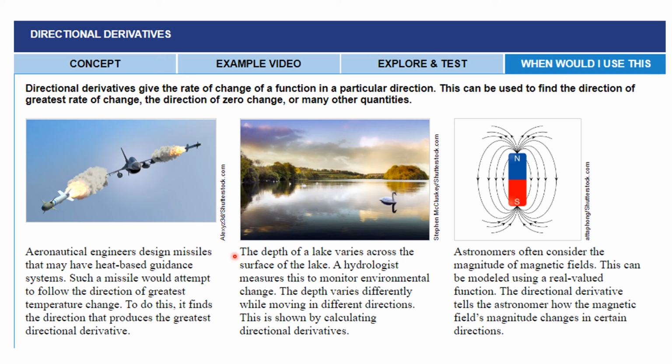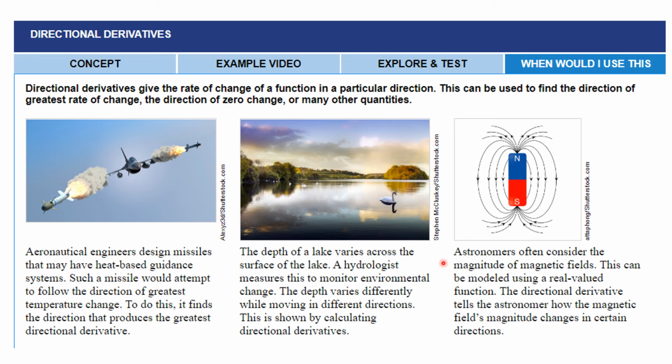Another application is in the geosciences. The depth of a lake varies across the surface of the lake, and that bottom is underground, of course. A hydrologist measures this to monitor environmental change. The depth varies differently when moving in different directions. The bottom is not flat. So this is done by calculating directional derivatives.